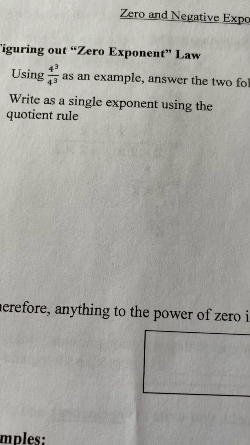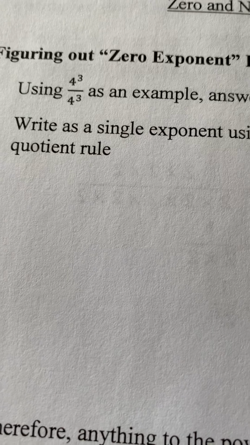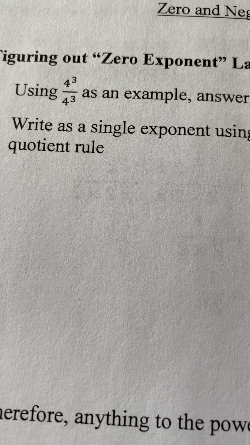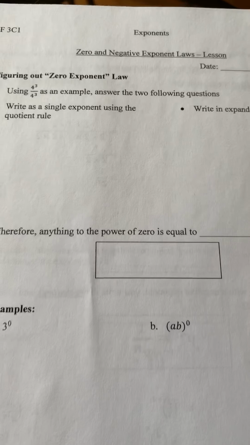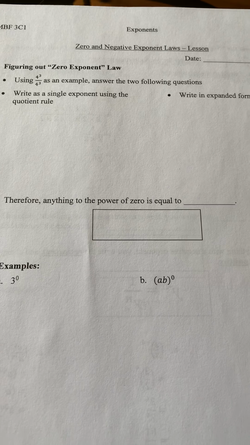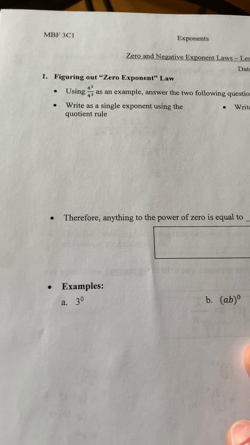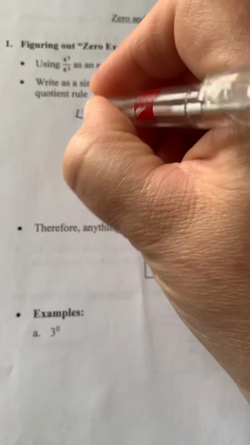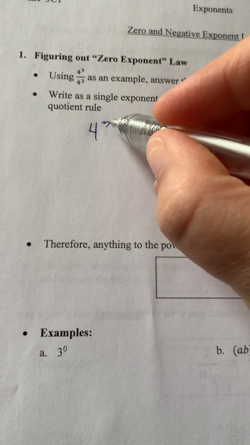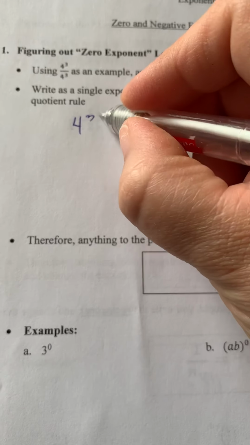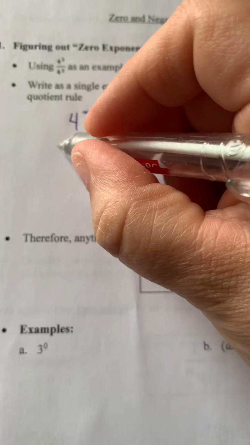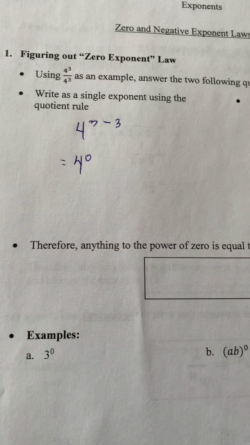So if we have 4 to the power 3 divided by 4 to the power 3 as an example, answer the following questions. Write as a single exponent using the quotient rule. So we're going to say 4 to the power 3, and the quotient rule, recall guys, that we subtract exponents. So that equals 4 to the power 0.